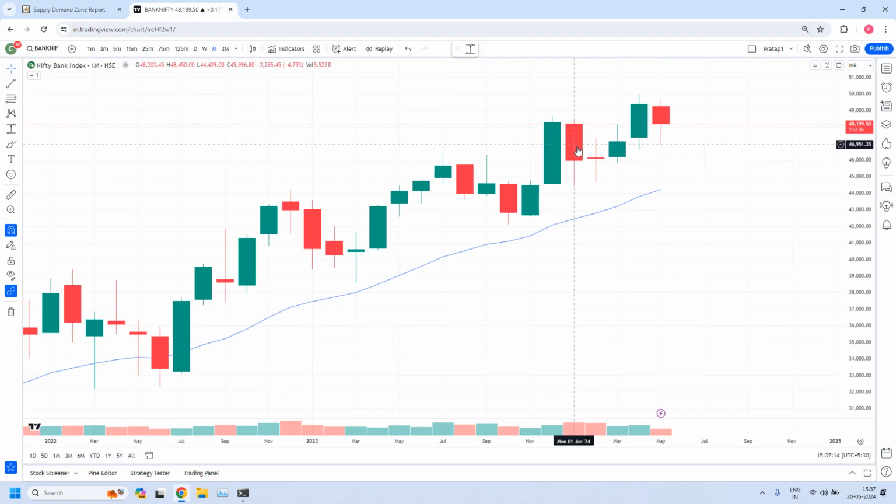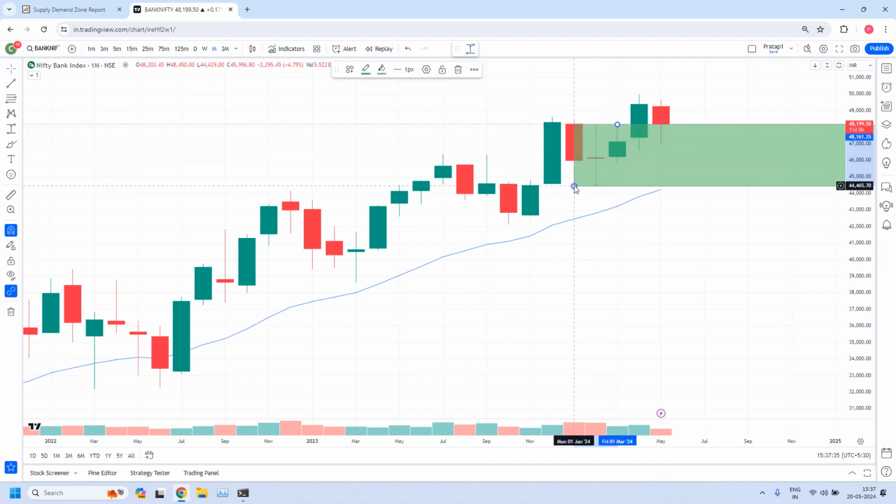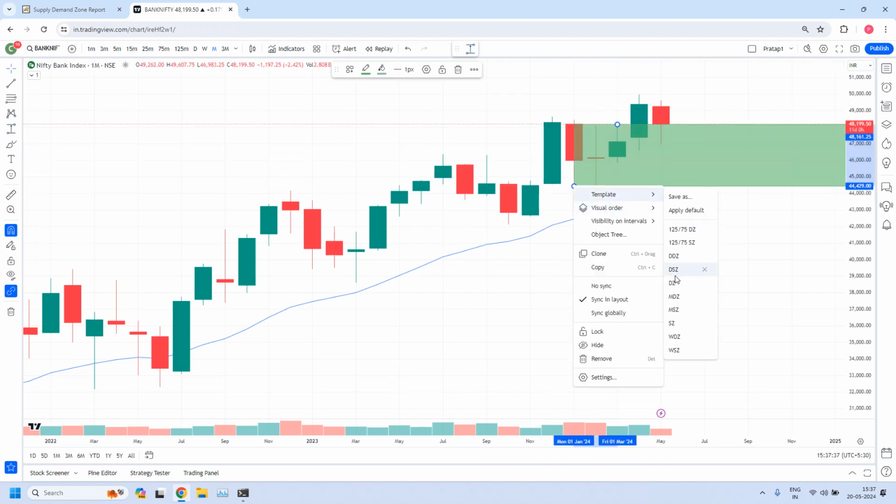So this is the Jan 1st candle. So drop, base, rally. When you draw the zone for drop, base, rally, take the lowest among the 3 types of candles: the leg-in candle, base candles and leg-out candle. So here the leg-in candle is having the lowest. So that's why you have to draw the zone like this. So this is a monthly zone.